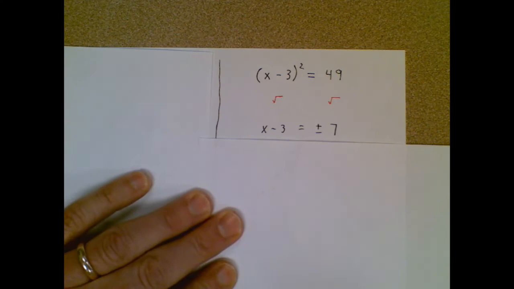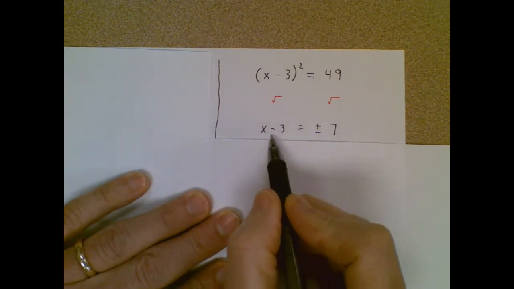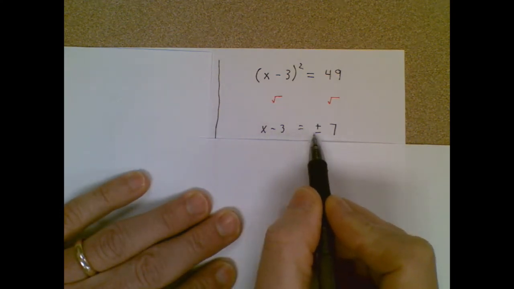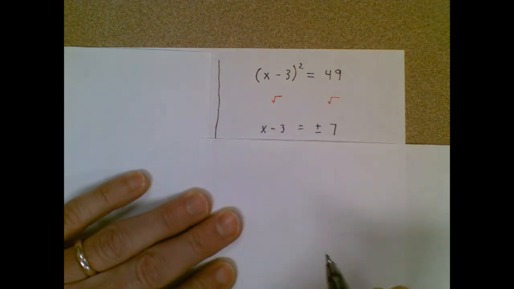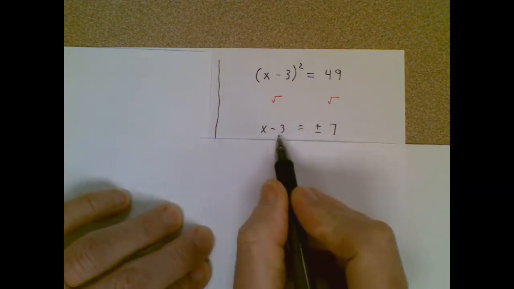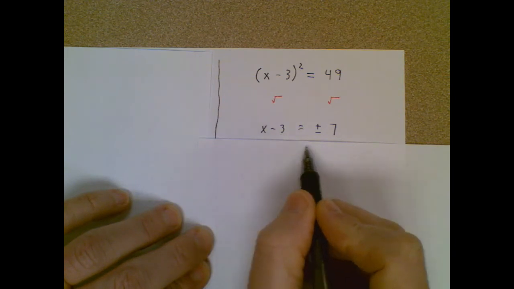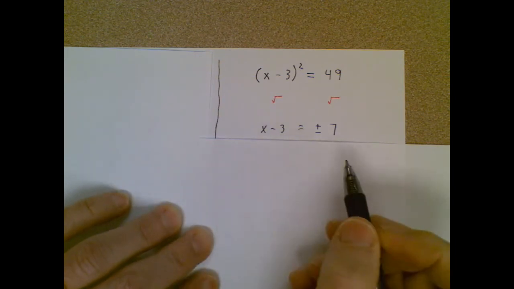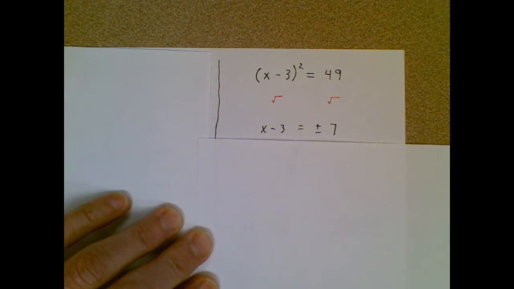All right, well, we have another unusual thing happening here. We have x minus 3 equals plus or minus 7. We have not solved this equation yet. We don't have x by itself. What I have to do is move this minus 3 to the other side, but I still have that awkward plus or minus 7.